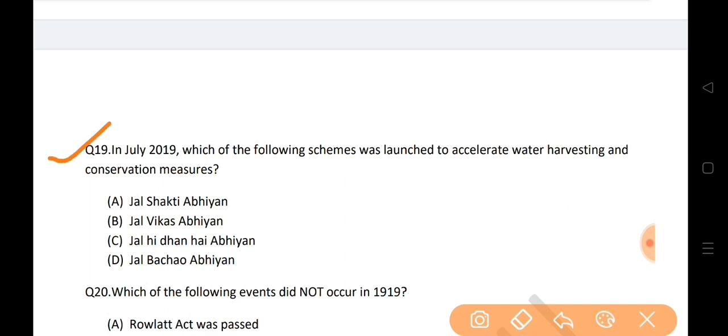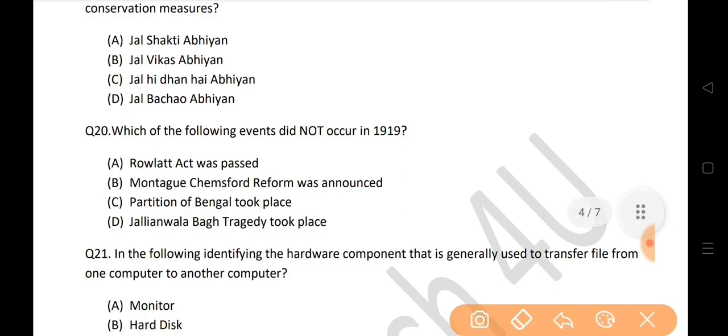Next question, in July 2019, which of the following schemes was launched to accelerate water harvesting and conservation measures? Correct answer is option A, Jal Shakti Abhiyan. Next question, which of the following events did not occur in 1919? Correct answer is option C, Partition of Bengal took place.